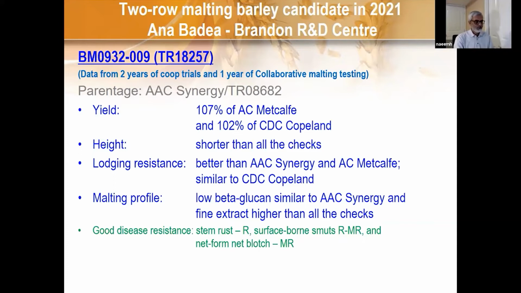Malting profile is low in beta glucan, similar to AAC Synergy, and fine extract is higher than all the check varieties. It also offers a very good disease package, resistant to stem rust, surface-borne smuts, and net blotch.